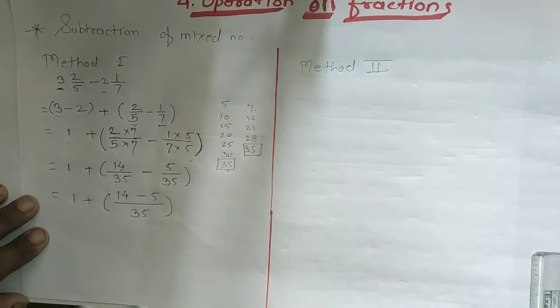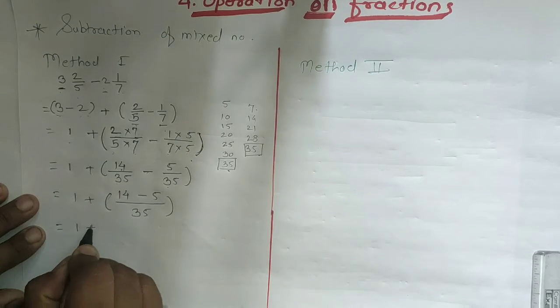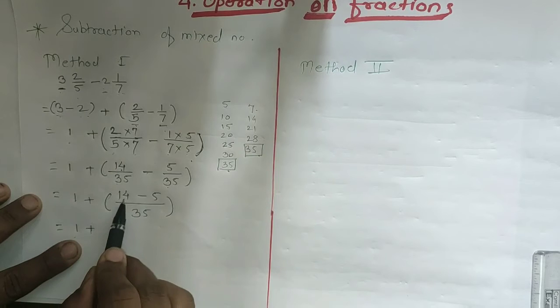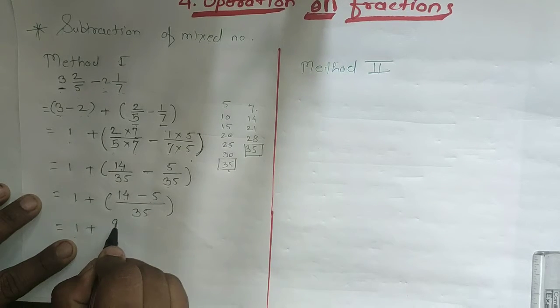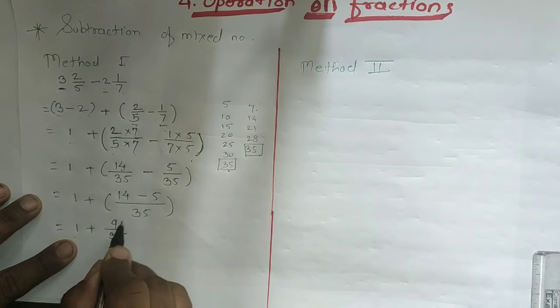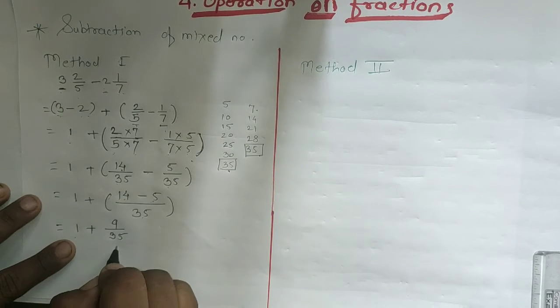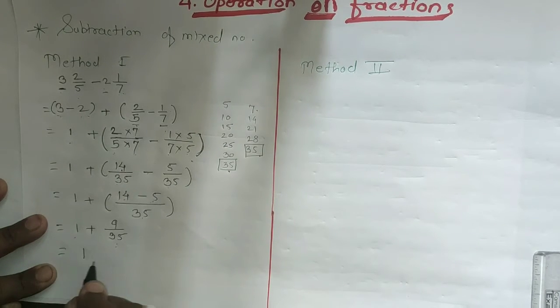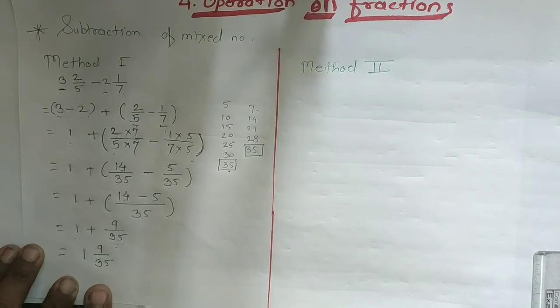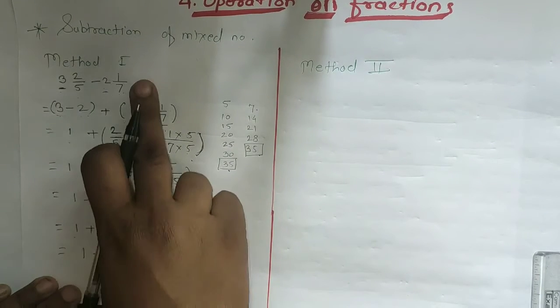Okay. So next, what we have to do is this one plus this: 14 minus 5 is equal to how much? It is 9 upon 35. This subtraction gives 9 upon 35. As you know, 35 is not divisible by 9, so you just write it as it is: one integer 9 upon 35. That is the first method.